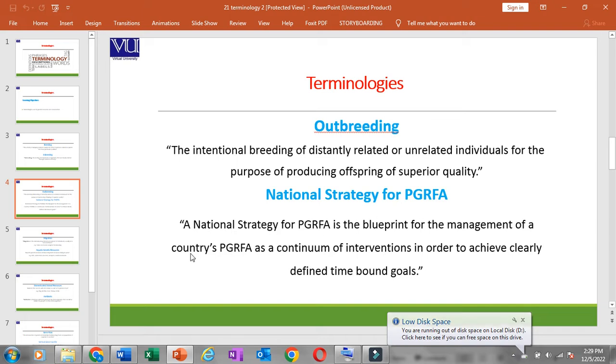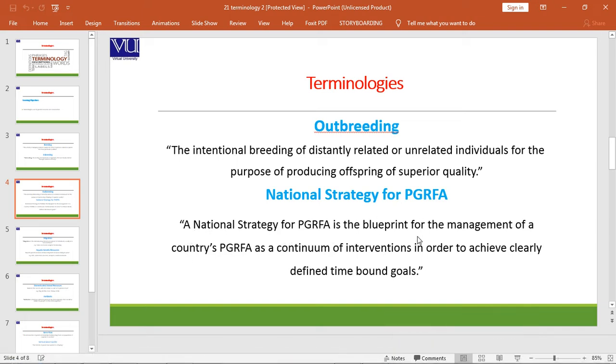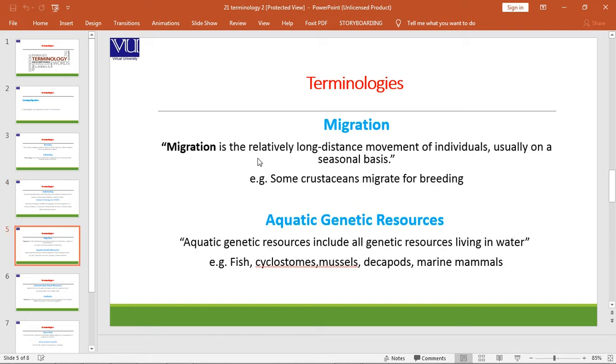National strategy for PGRFA. Our national strategy for PGRFA is the blueprint for the management of our country's PGRFA as a continuum of interventions in order to achieve clearly defined time-bound goals. Migration. Migration is a relatively long distance movement of individuals, usually on a seasonal basis. Some crustaceans migrate for breeding. Aquatic genetic resources. Aquatic genetic resources include all genetic resources living in water: fish, cyclostomes, mussels, decapods, marine mammals.